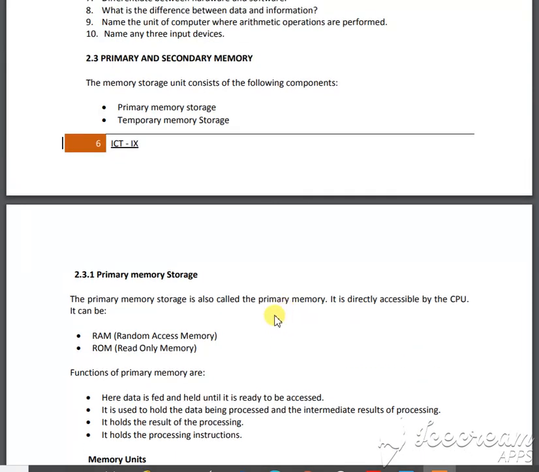Now next we have the memory system. Our memory system is divided into two parts: primary memory and secondary memory. Primary memory is the storage where we store the data, and it is directly accessible by the CPU.